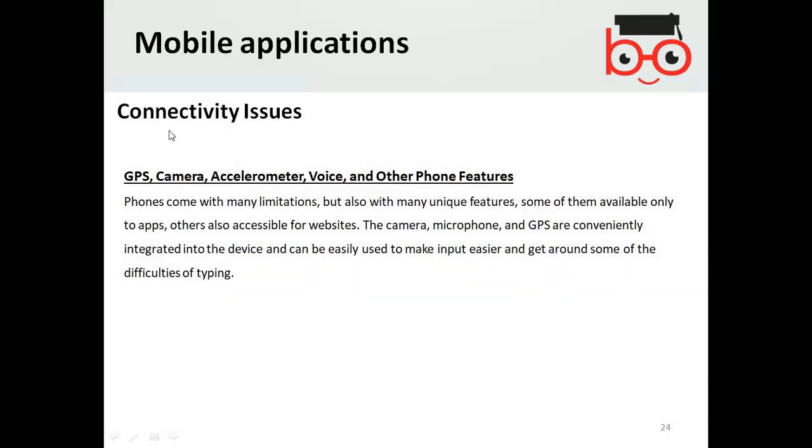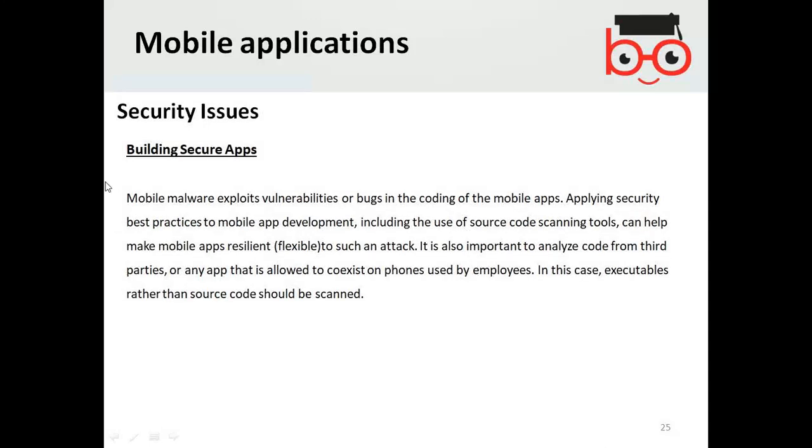Then GPS, camera, accelerometer, voice, and other phone features are good enough, but obviously we need more and more capabilities. Security is also an issue. The more secure the apps are, the better. Otherwise, you can easily be cheated with viruses, and somebody can hack your phone very easily. Is that true? Yeah, it is.